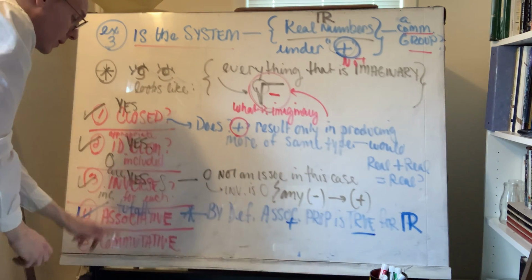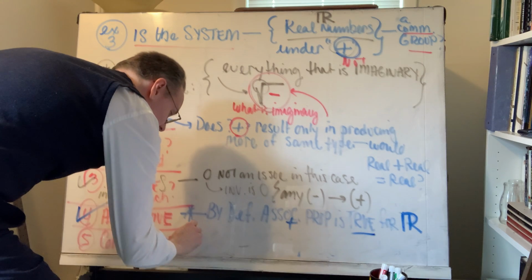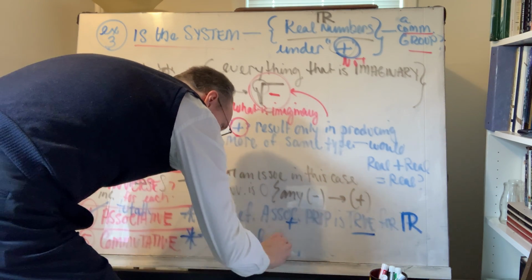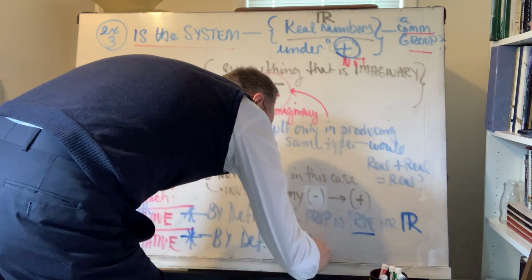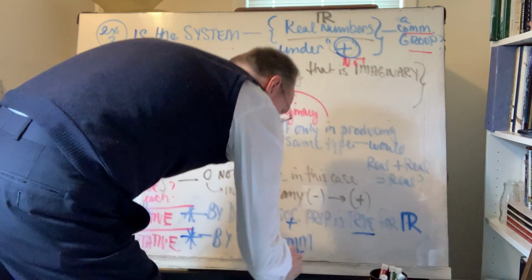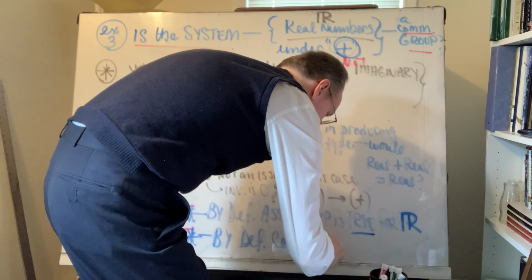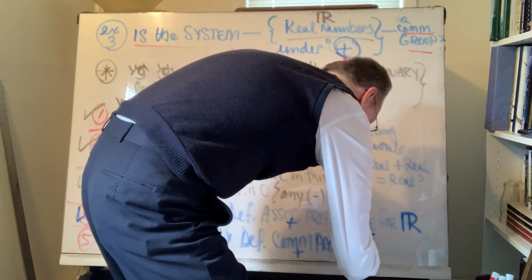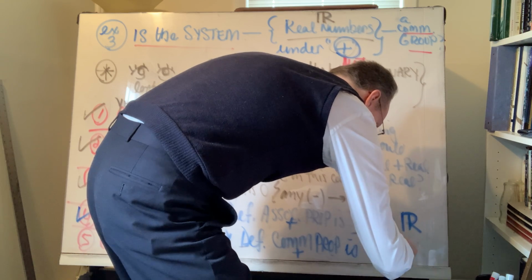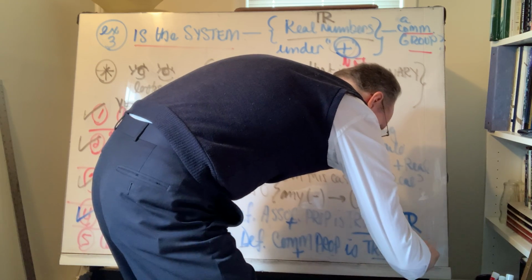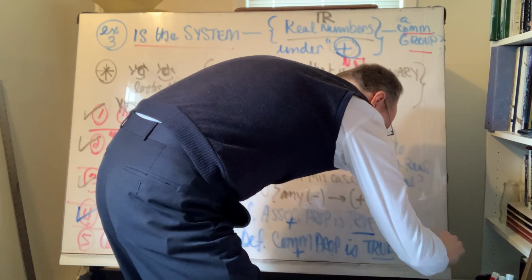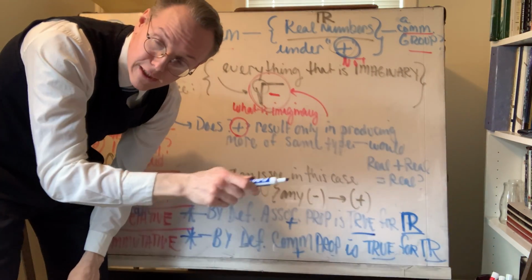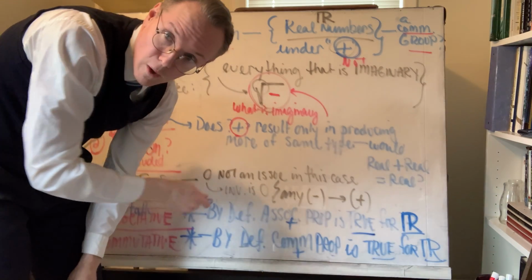What about commutative? Again, this is kind of where it's a cheat. By definition, the commutative property of addition, there's one for addition and there's one for multiplication, of course, is also true for all real numbers. So we circumvented an issue by taking advantage of some fun factoid from way back.